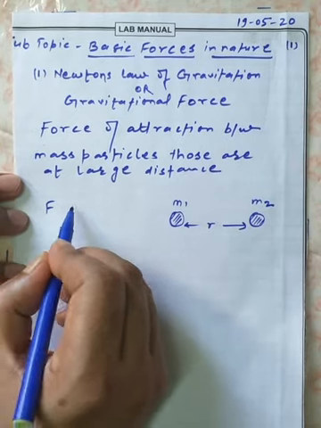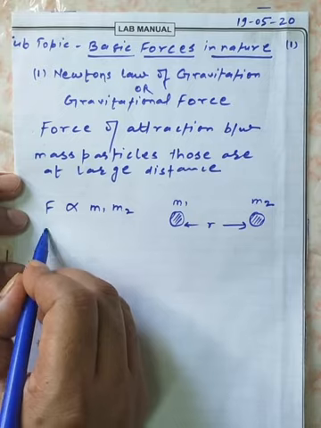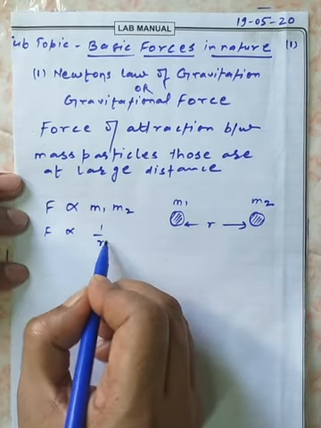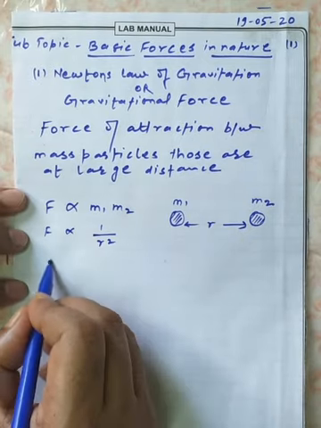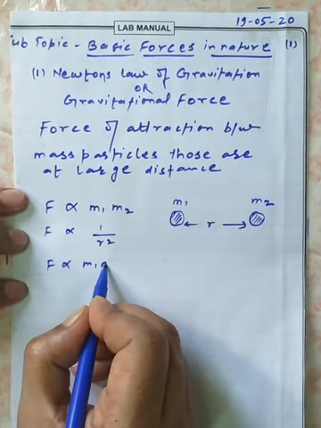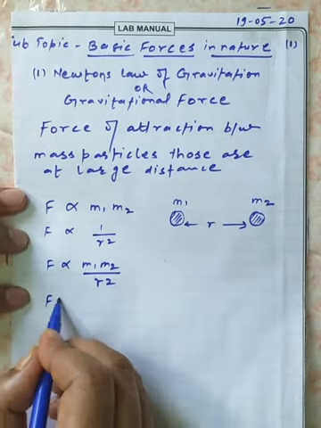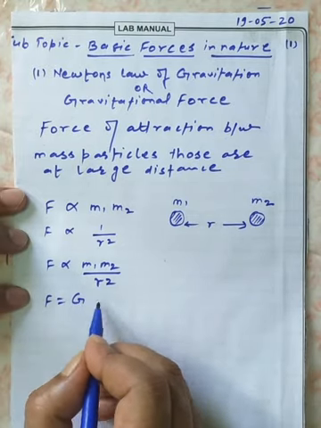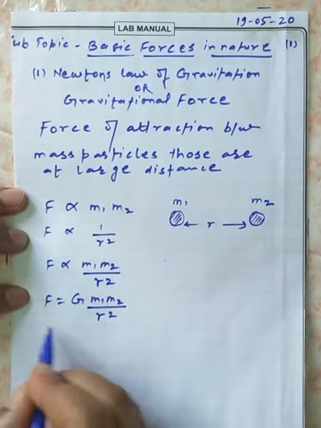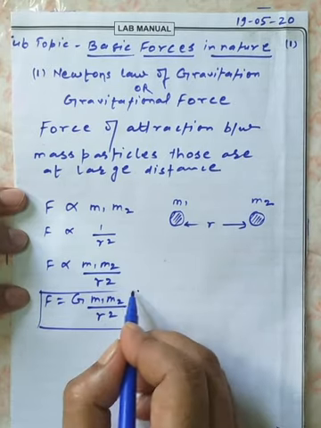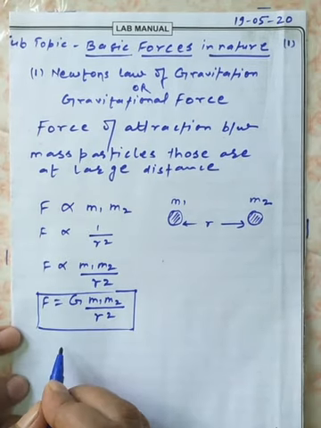Now the force is directly proportional to the product of the masses of the particles m1 and m2. Force is directly proportional to the inverse of the square of the distance between them. Combining these two, m1 m2 upon r square, and removing the proportionality sign, the constant capital G, F is equal to G m1 m2 upon r square. So this is one of the formulas of the gravitational force. Now we are talking in reference to the earth.